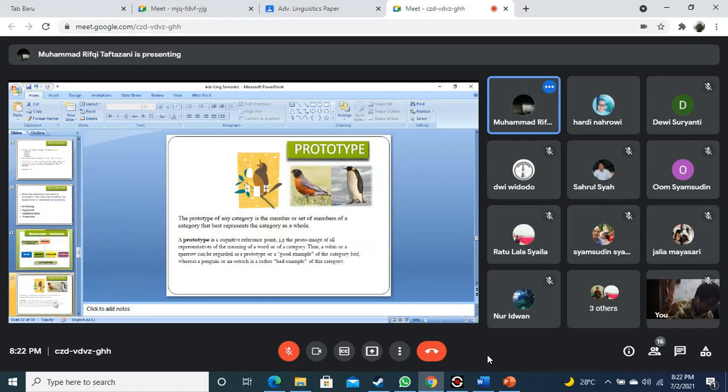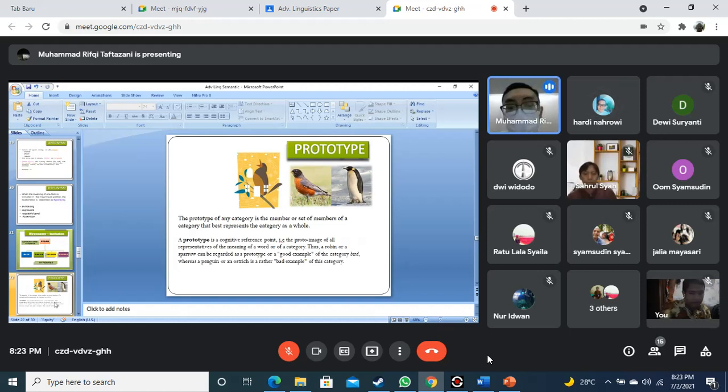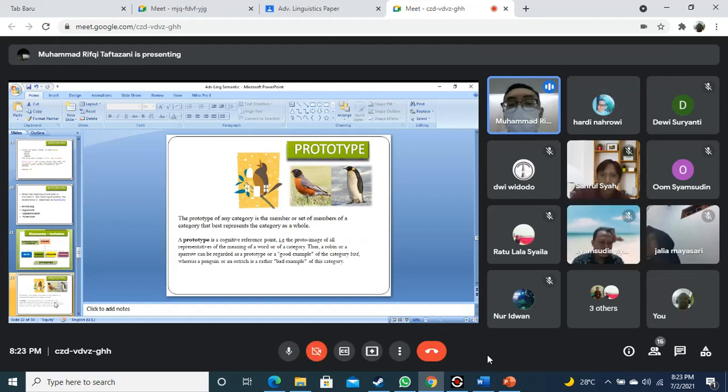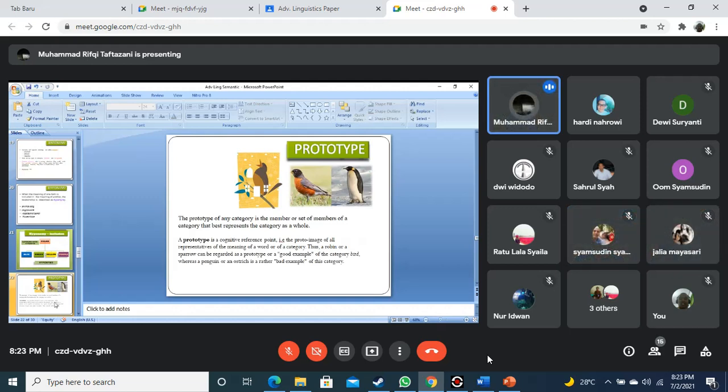Next is prototype. Yeah, the prototype of any category is the member or set of members of a category that best represent the category as a whole. A prototype is a cognitive reference point. Yeah, for example, the proto-image of all representatives of the meaning of words or of a category. Thus, a robin or a sparrow can be regarded as a prototype or a good example of the category bird. Whereas a penguin or an ostrich is a rather bad example of this category.